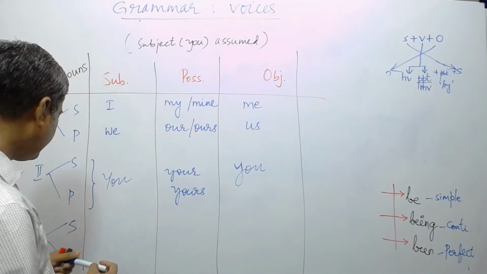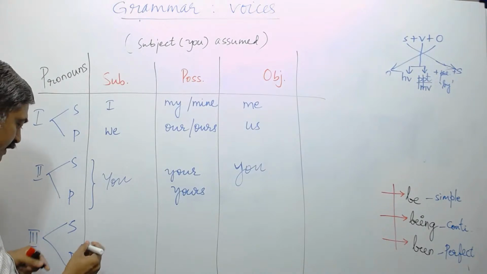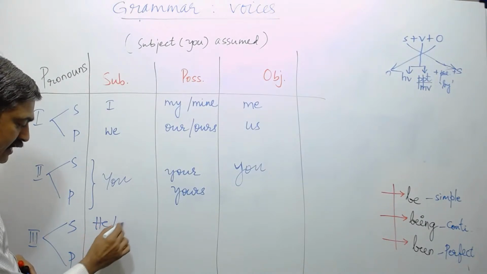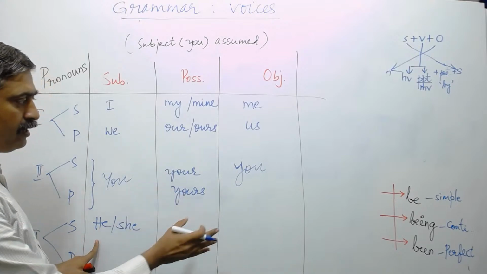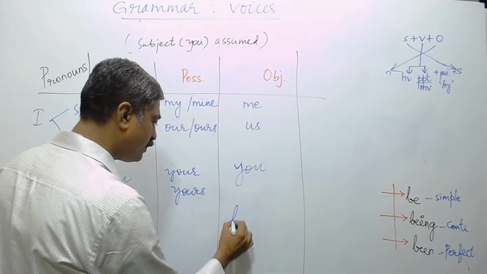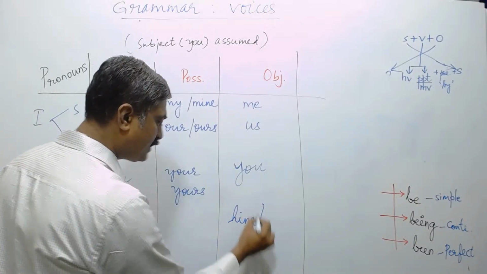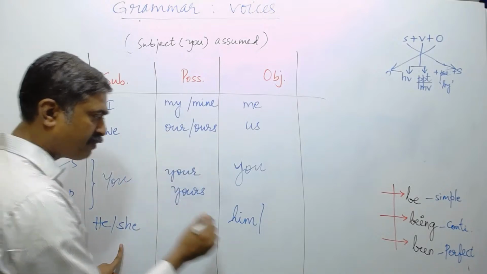Possessive. Now the next one is the third person, singular and plural. In the third person singular, I must say he or she. For example, he attended my class. My class was attended by him. And she watched that movie. That movie was watched by her.